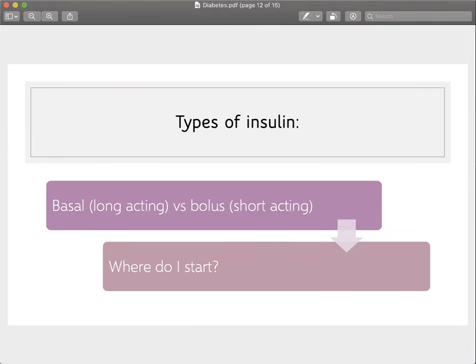A general tip, though, is just to remember that we decide what type of insulin to increase by whether their postprandial or their fasting blood glucose levels are higher. If the postprandial readings are higher, then we increase their bolus insulin. If the fasting blood glucose readings are higher, then we increase their long-acting or their intermediate-acting insulin.